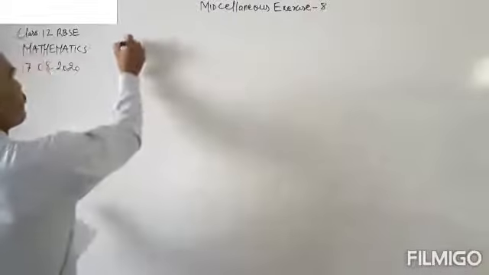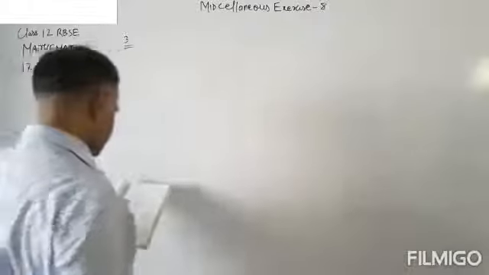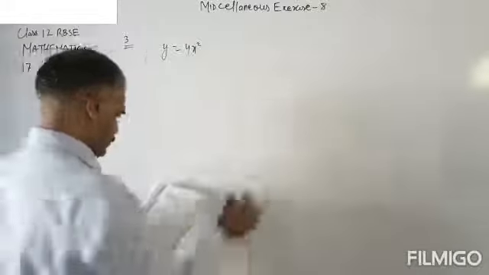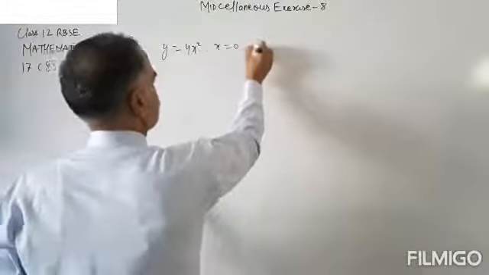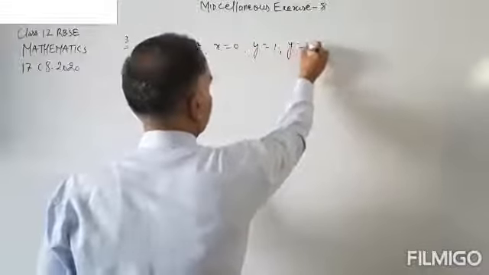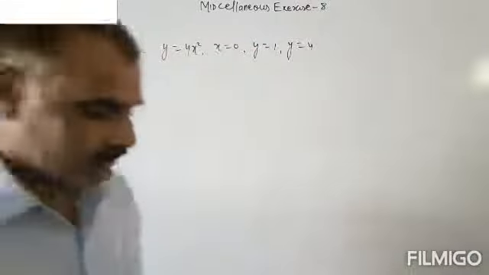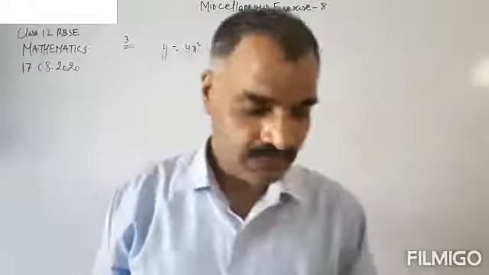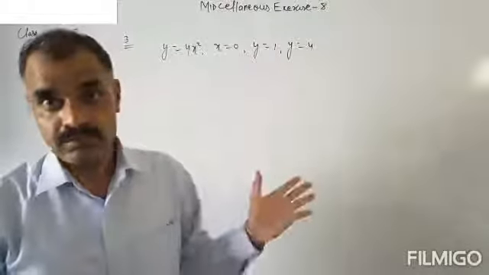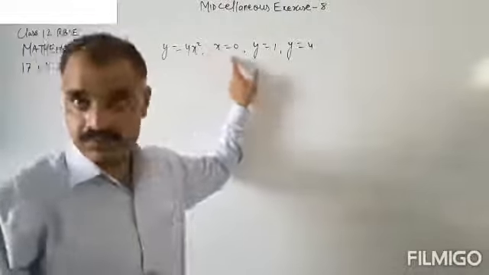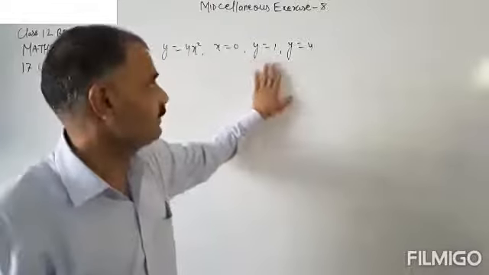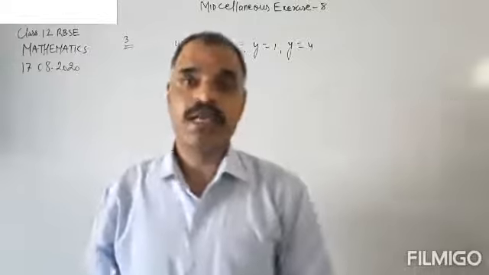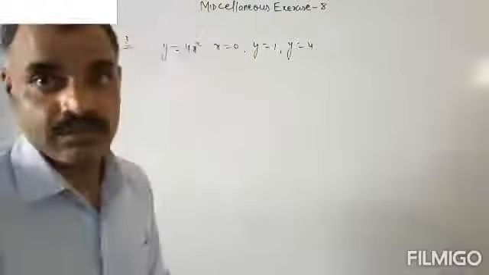Question number 3: find the area bounded by y equals 4x square, x equals 0, y equals 1 and y equals 4, the region lying in the first quadrant. X equals 0 is the y axis. First of all we will sketch a rough diagram of the given curve.